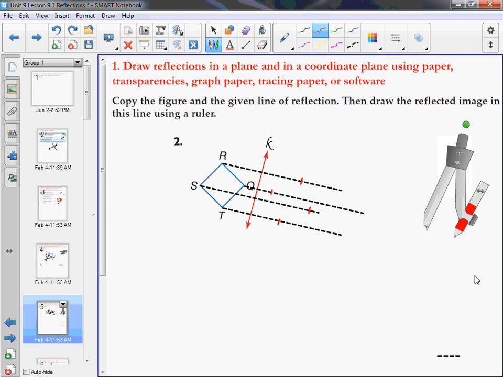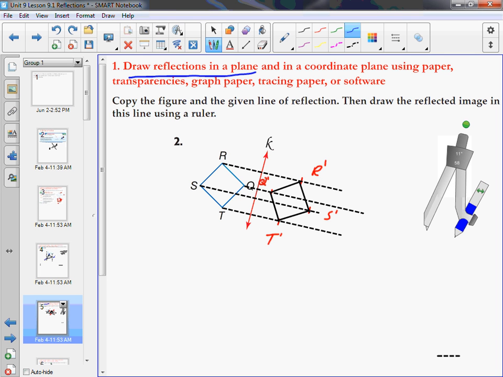All right, so once I have R prime, Q prime, S prime, and T prime, then I'm going to connect them using my straight edge. And Q prime, R prime, S prime, T prime is the reflection of QRST. You think you got it? All right, so we are now able to draw reflections in a plane.